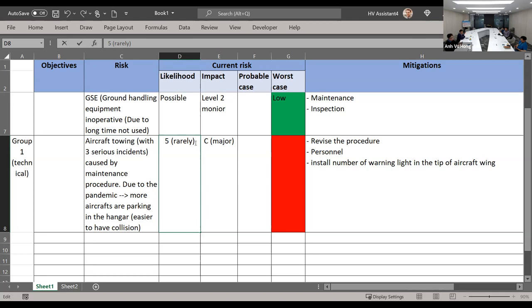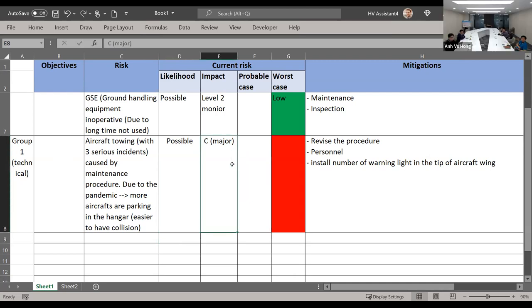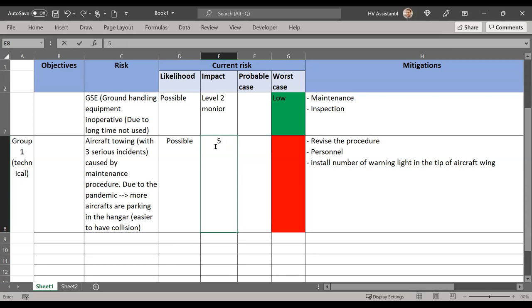Really? Excuse me, group one may have made a mistake here. Group one chose the consequence as severe, and the likelihood as unlikely, possible. Level five. Impact is level five, severe consequence. Likelihood is possible, which is C.